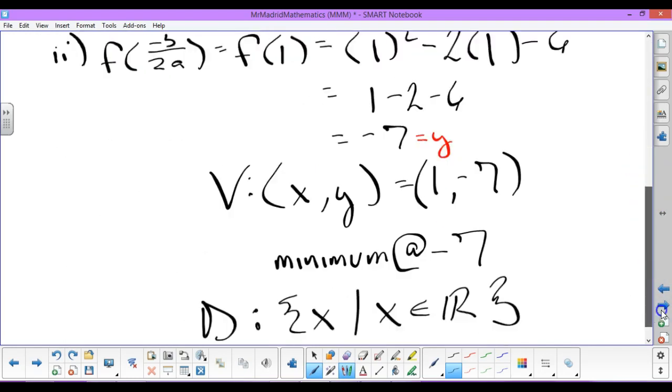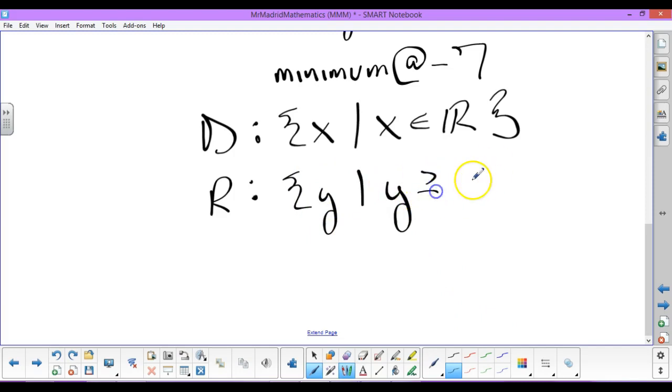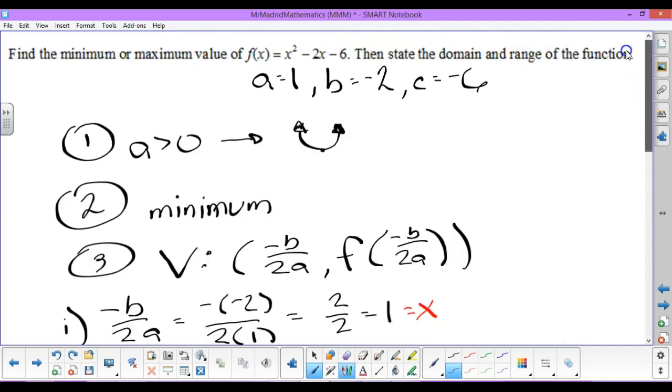Alright, so let's use the same notation. So the range is all the y's such that y, or excuse me, all the y's are greater than or equal to what? -7. Again, this is set builder notation. We've seen it in the past, so there's your refresher. Jot it down. If you have questions, ask tomorrow.